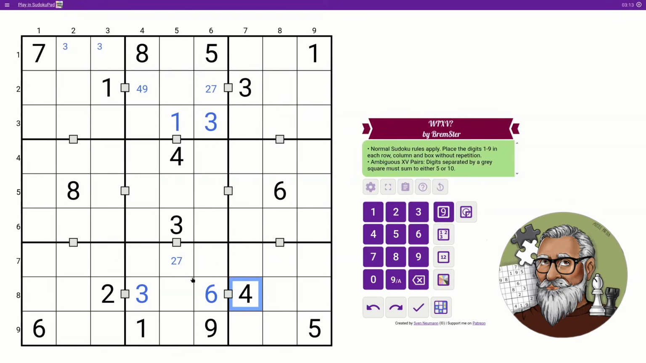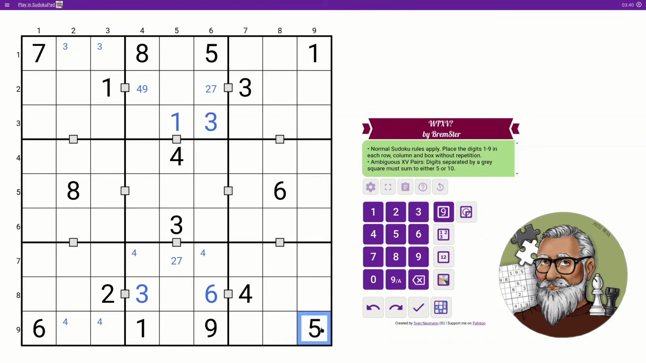What about 4? Where's 4 in box 8? Well, it's not in column 5, so that leaves us with these 2 possibilities. Now we know where 4 is in column 7. It's in one of those 2, so it can't be in column 7, in row 7, in box 7, and it's not in row 8 either, so one of these has to be 4 as well.